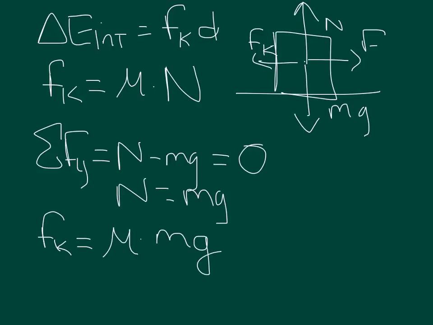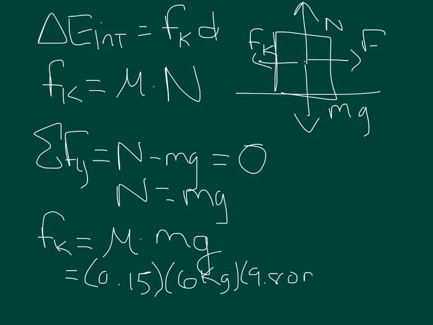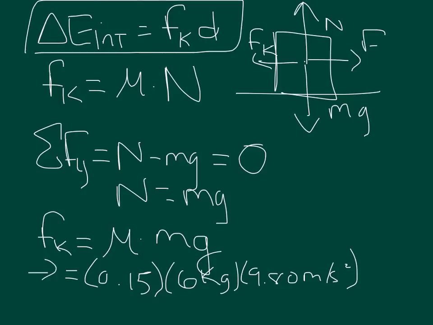Well, they gave us mu. They told us that that was 0.15. And we know the mass of the block is 6 kilograms. And we know the acceleration due to gravity is 9.80 meters per second squared. And if we want to go ahead and find that change in internal energy, then here's my frictional force. If I also multiply that by the displacement, which was 3 meters, that will give me that change in internal energy. So if we do all of that multiplication, our delta E internal should give us 26.5 joules.